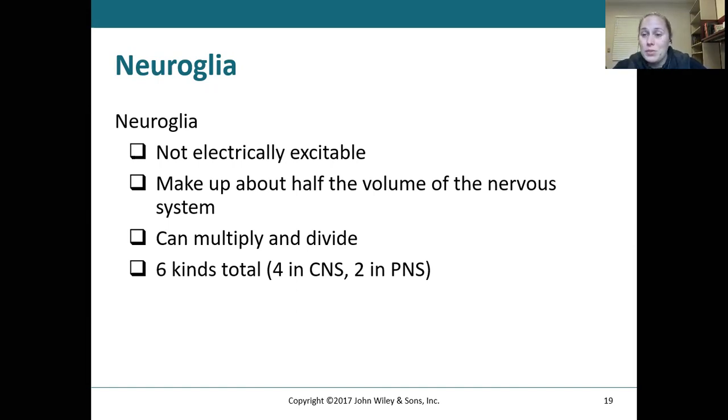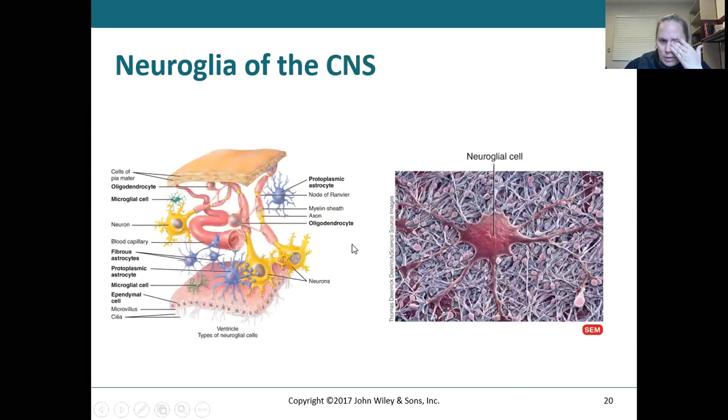There are 6 different kinds of neuroglia. We'll talk about those 6 different kinds at one point. There are 4 different kinds in the CNS, 2 different kinds in the PNS. But again, they make up the neural glue of the nervous system.